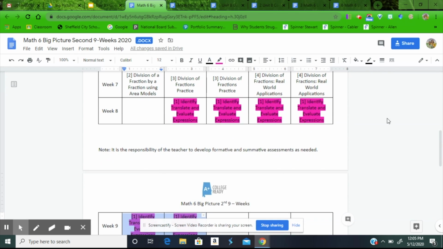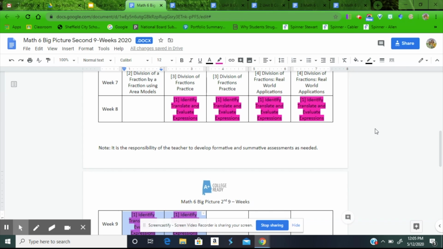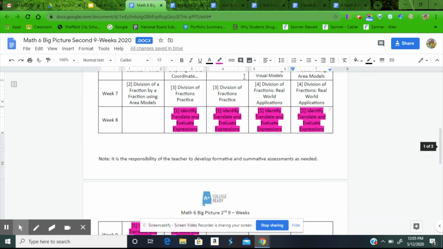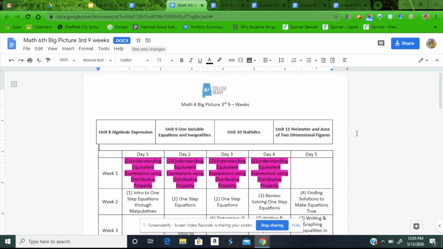second 9 weeks. Notice highlighted in pink here, you have the first lesson covers the last 6 days of the second 9 weeks. Then we move into the third 9 weeks and we notice that Unit 8, Algebraic Expressions, continues in the first week of the third 9 weeks. Notice Lesson 2, which is what we'll go over in training today, is Understanding Equivalent Expressions in Distributive Property, and that covers 4 days of instruction.